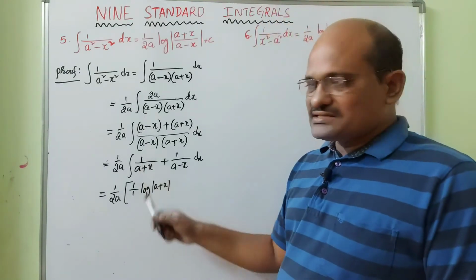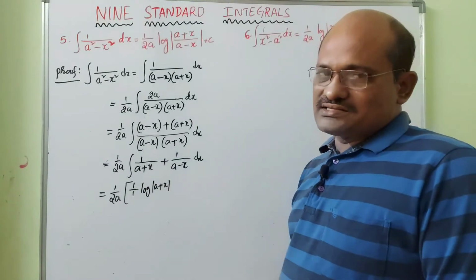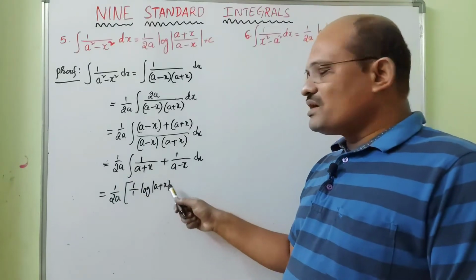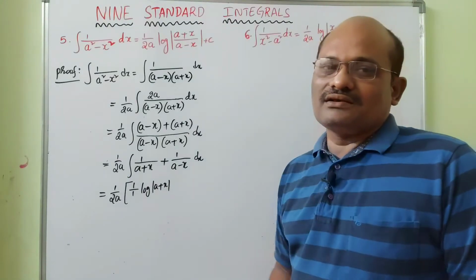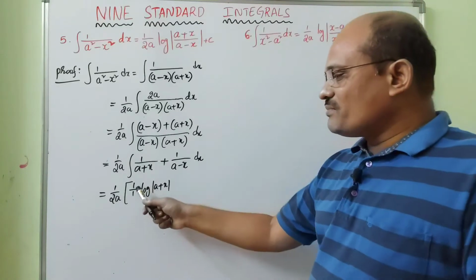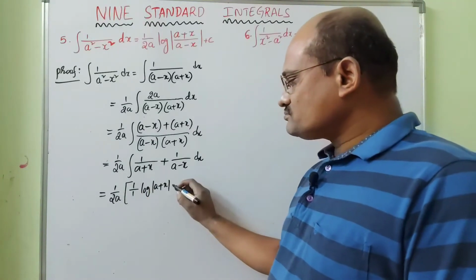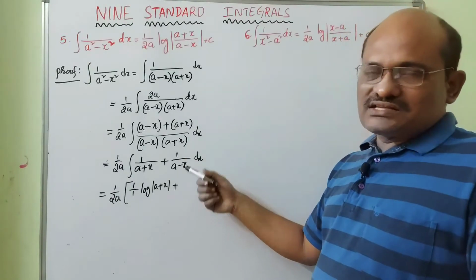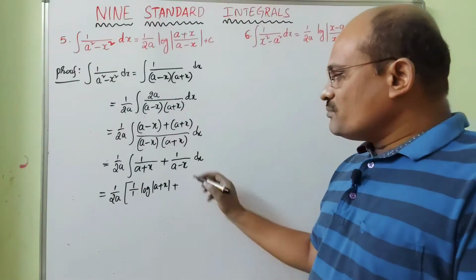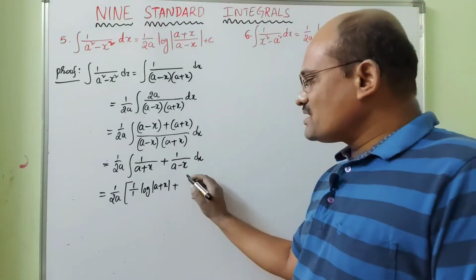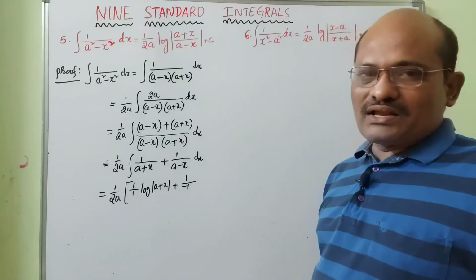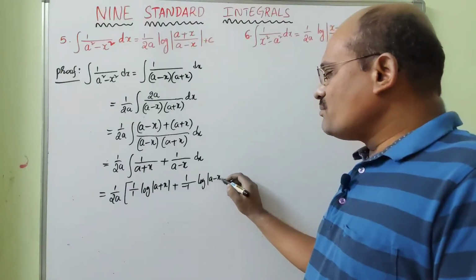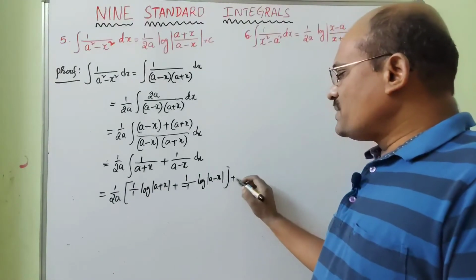This is in the form 1 by x. The integration of 1 by x is log x. But instead of x we have a plus x. So integration is log mod a plus x, with 1 by the x coefficient before it. Now the second term, we have to integrate 1 by a minus x. This is also in the form 1 by x. But the x coefficient here is minus 1. So integration is 1 by minus 1 log mod a minus x plus c.